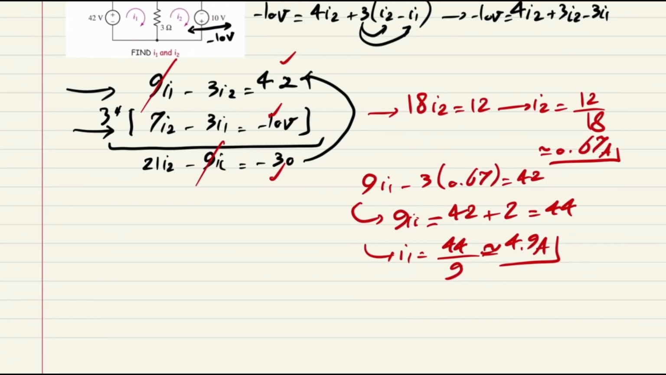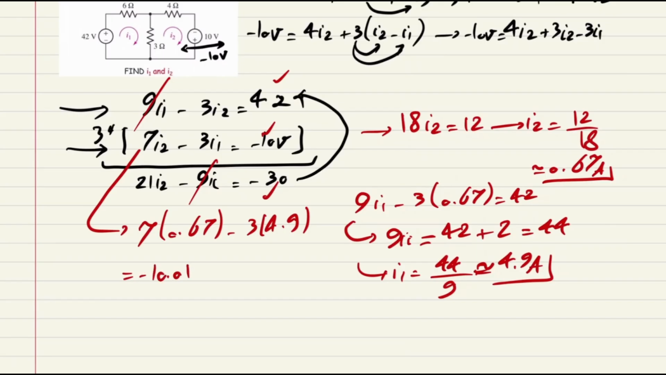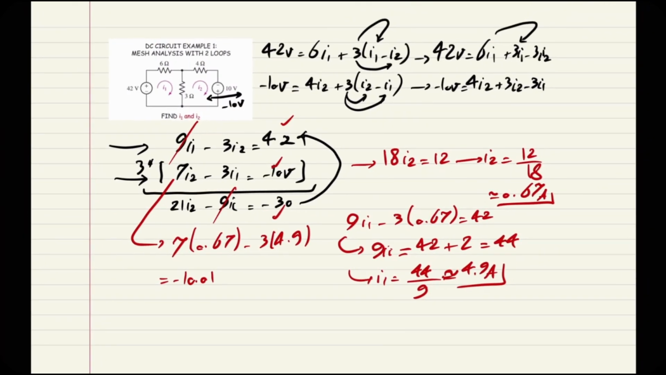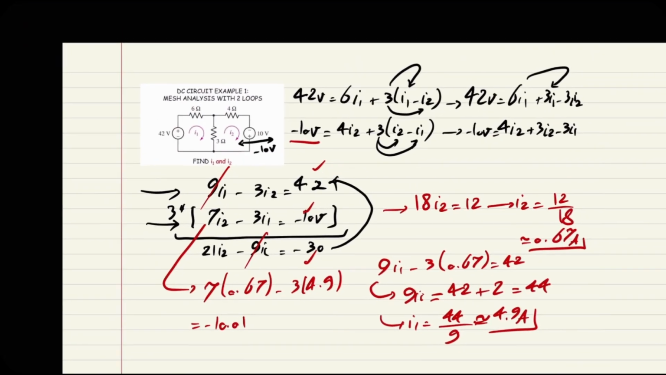Another thing I have to do is check them inside these equations. Since we got these from the equations themselves, it is very important to verify that. Imagine that I choose one of them randomly, for example, this one. 7 times I2, which is 0.67, subtracted by 3 times 4.9 should be negative 10. So let's find that. It equals negative 10.01. We can still consider it as 10, so everything is okay. It means that our way is fine. The only thing you have to be careful about at this point is that instead of using the normal 10, since the direction of the second source is different, you have to consider negative 10.